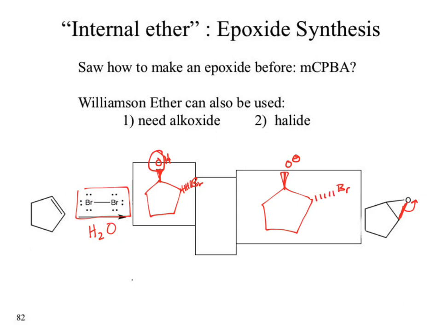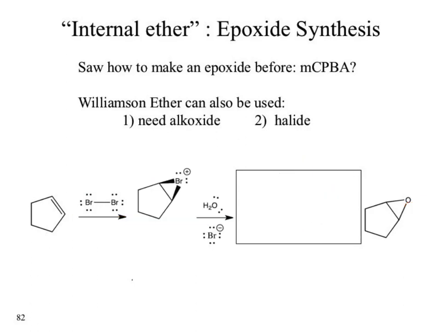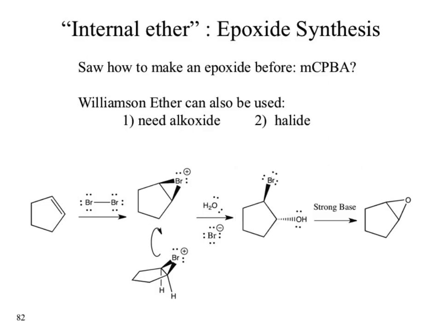Now what can happen? Does the oxygen want to be charged? Nope. What can it do? It can share those electrons down and kick out the leaving group. And we'd end up with our epoxide. So it's an alternate synthesis to this. Okay? Let's throw in a quick test.